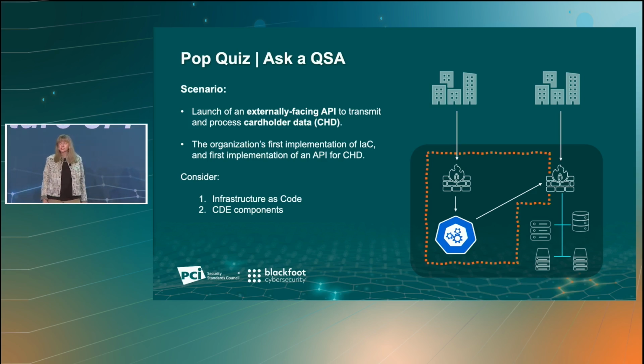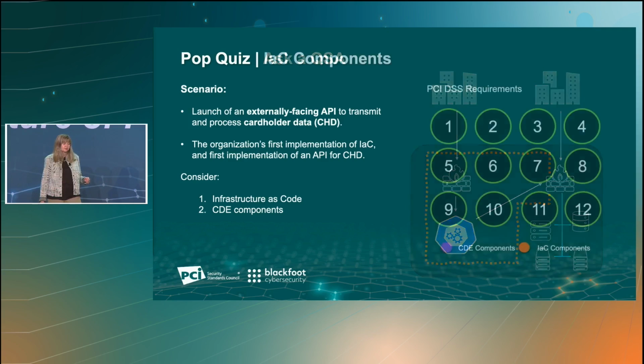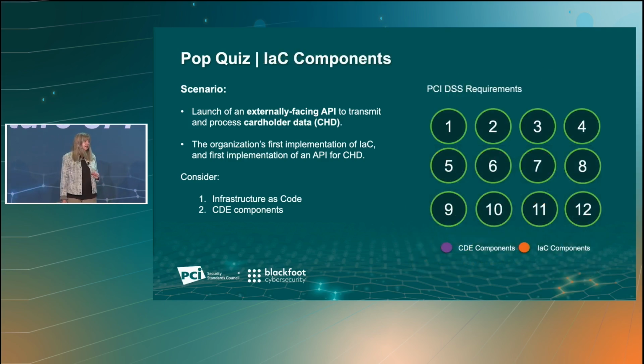They already do securely handle cardholder data in other services, and they've undergone a recent PCI DSS assessment for those services, so we're not going to worry about those. We're going to focus this exercise on identifying the applicable PCI DSS requirements for this new API. And this analysis will cover both what it means to the infrastructure as code and also what it means to the CDE components that are built from this process. So, Peter, this is their first implementation of an IAC environment. Which are the relevant PCI DSS requirements?